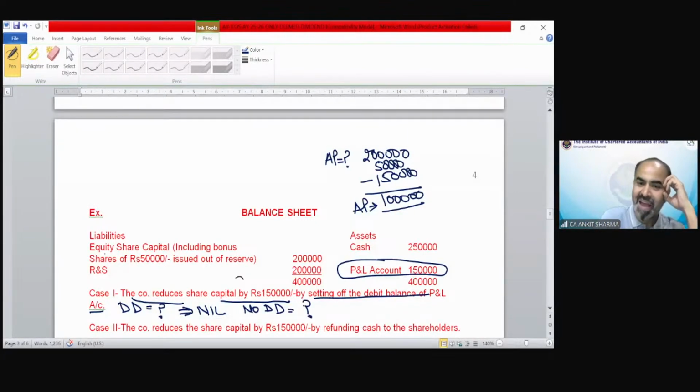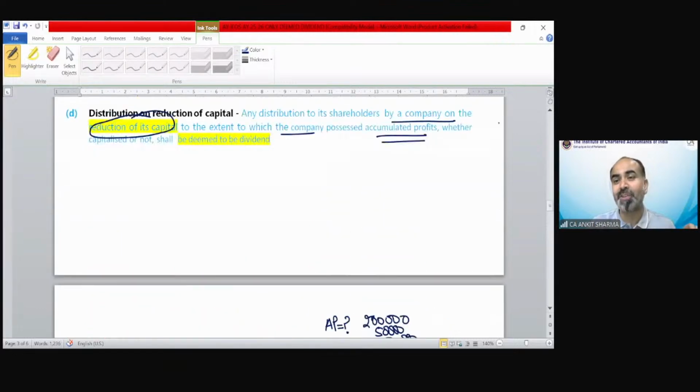Now tell me the reason. Just tell me the reason why there is no deemed dividend. Miss P, why are you saying, sir, no deemed dividend? I'm not seeing your full name. Why is it no deemed dividend? Correct. Very good. It's a reduction of capital, and the provision says there must be some kind of distribution.